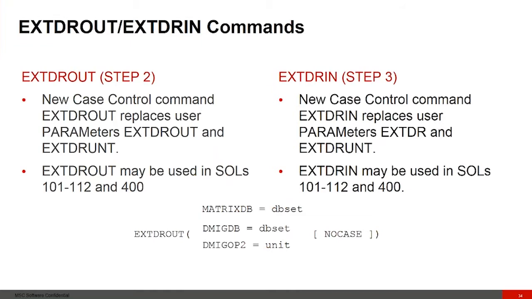So we can see the user interface here. Before, we had the EXTDROUT command, which was a parameter, but now we have added a new case control command. So we are replacing the parameters with the new case control entry for the EXTDROUT to attach the boundary matrices from step 1. So that's why we specify this case control command. We have also added the EXTDRIN case control command to replace the other parameters that you can see here. And these can be used in Solutions 101 through 112 and Solution 400.